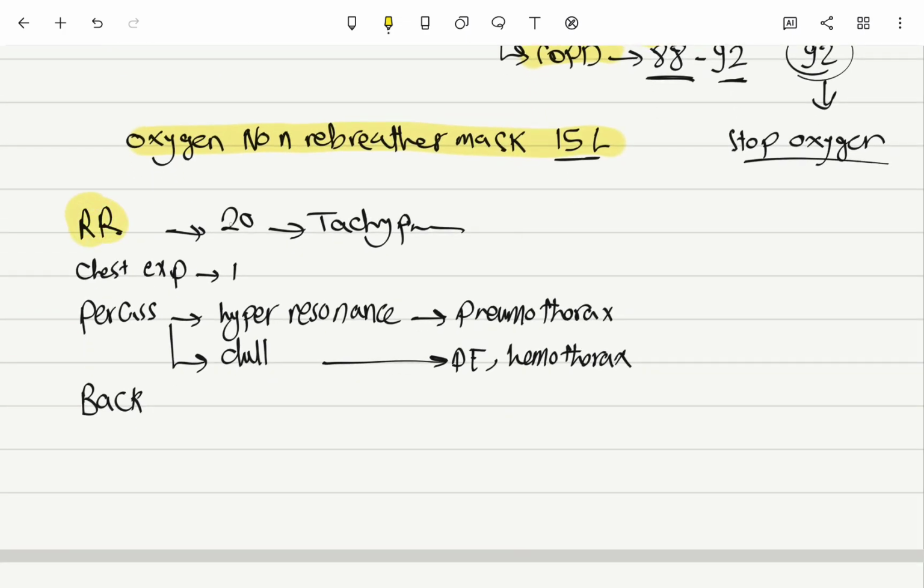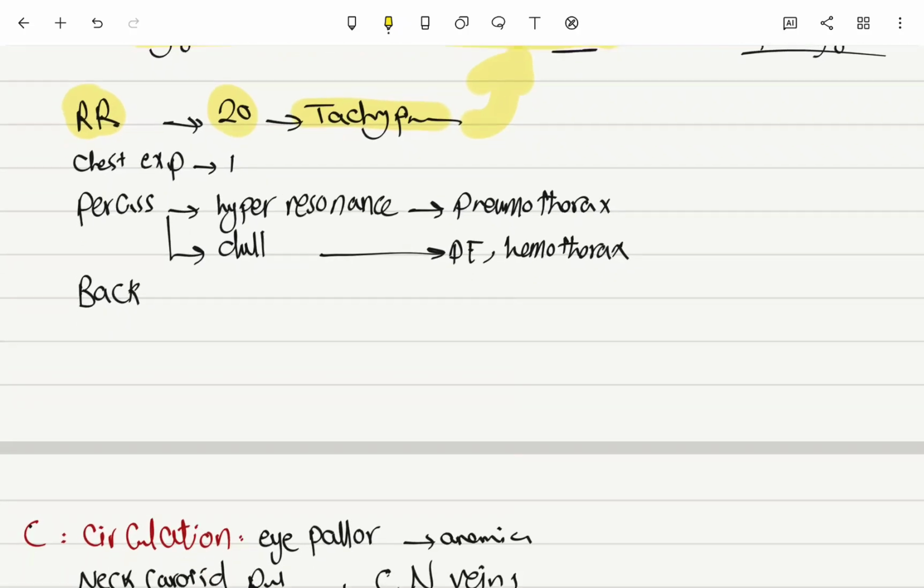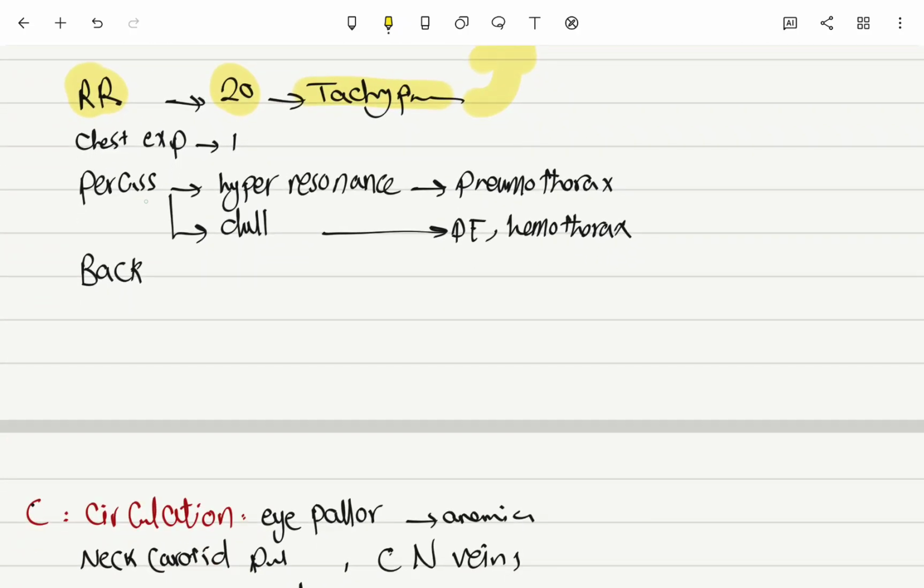I will see the respiratory rate. If it is more than 22, it is tachypnea and respiratory distress, and I also go for oxygen non-rebreathing mask. I will see chest expansion. If one side is expanded more than the other side, it may indicate pulmonary fibrosis on one side, or pleural effusion, or pneumonia. If both sides are affected, it may indicate pneumonia or COPD.